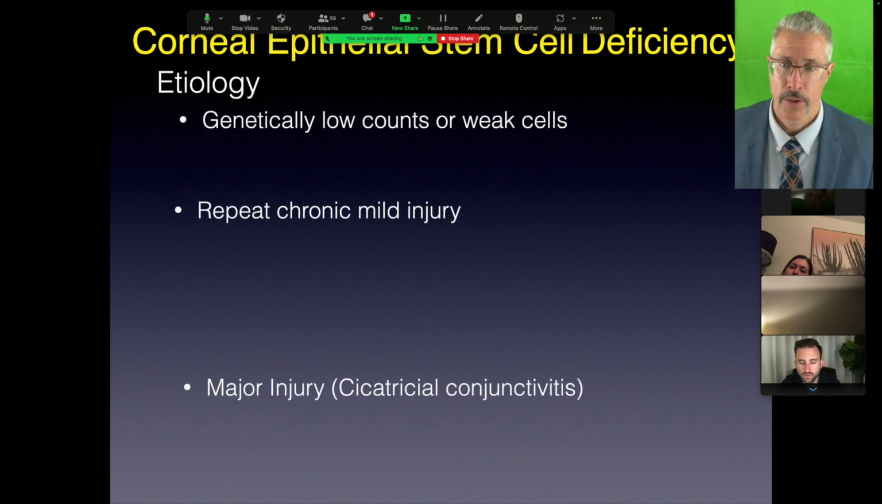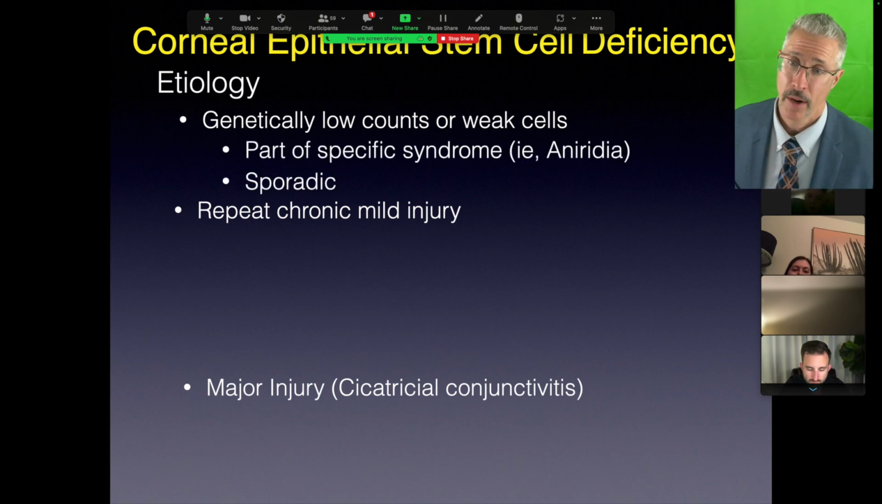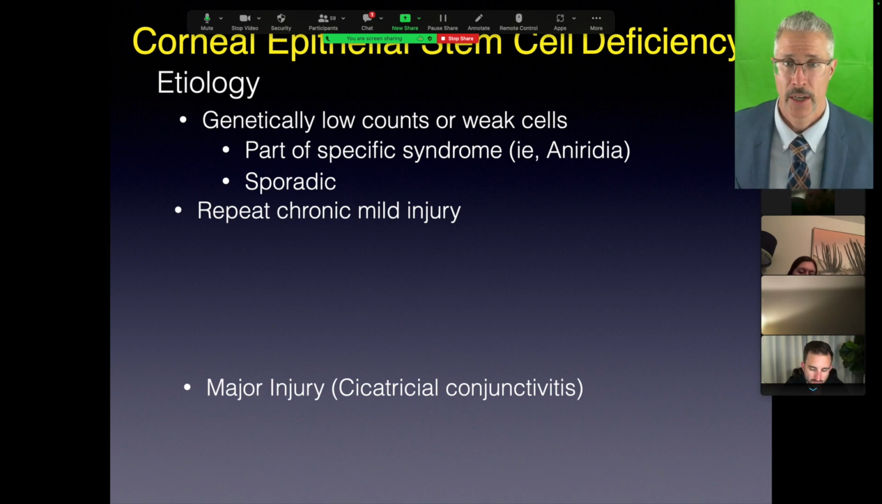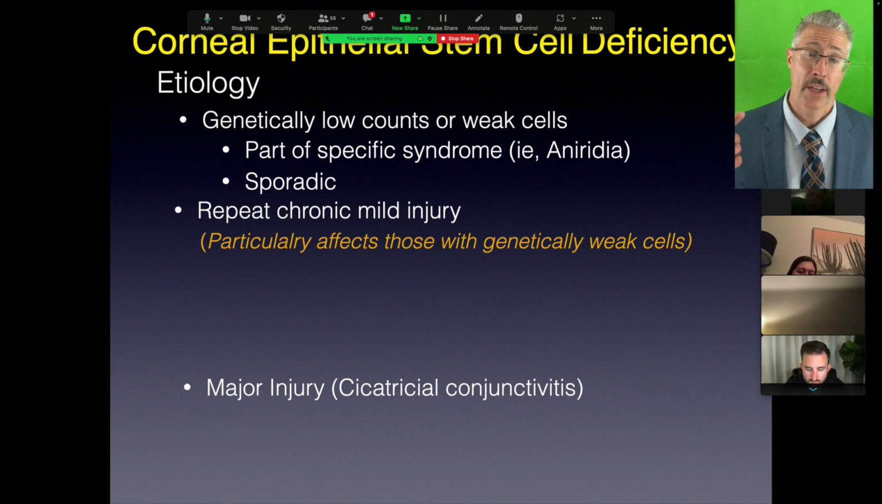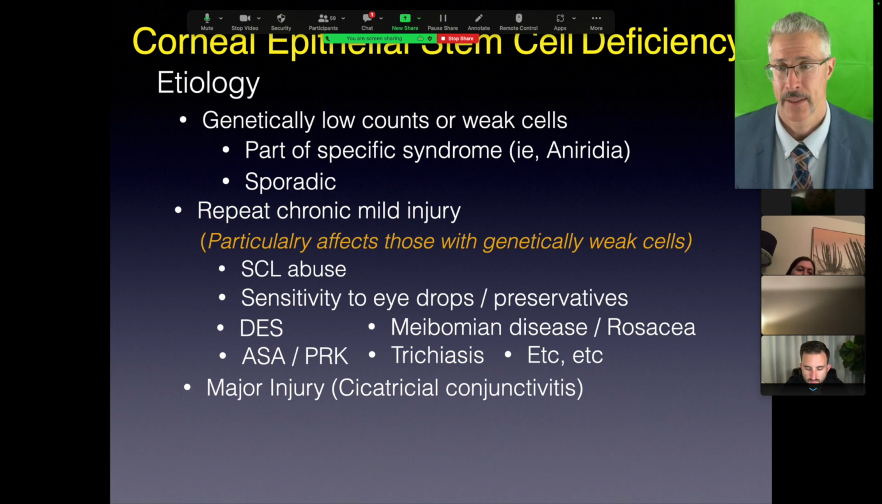It's mainly going to break down to genetics, minor and major injuries. So genetic conditions, people might just have lower cell counts to begin with. Some people have low endothelial cell counts. It's often a part of a syndrome like aniridia, but not always. Sometimes it's just you get it. And then if you take something that's a chronic insult, you might go over the edge. So, you're going to see the people who get the repeat chronic injury, they probably had something genetic too, some genetic weakness. And number one is the soft contact lens abuse or overuse.